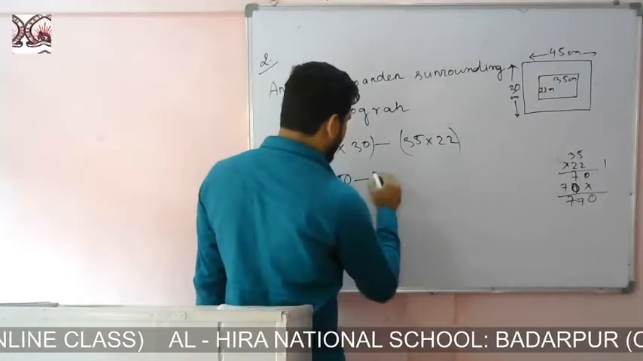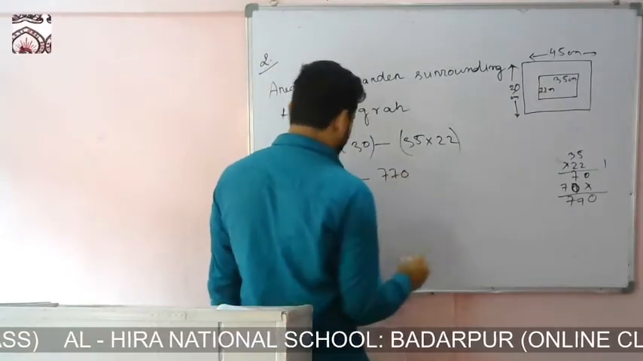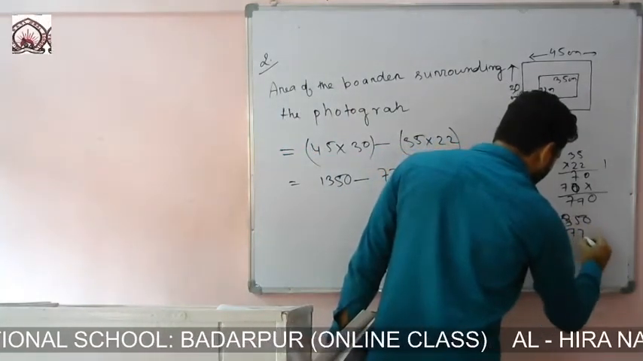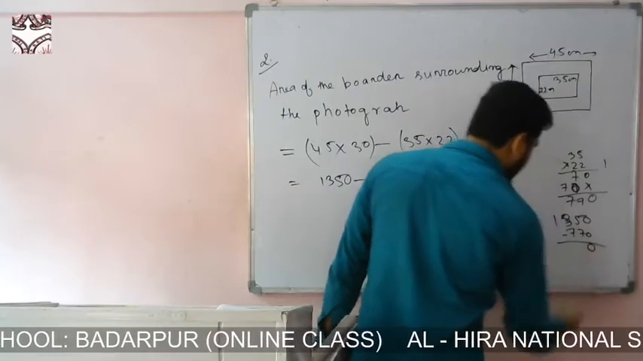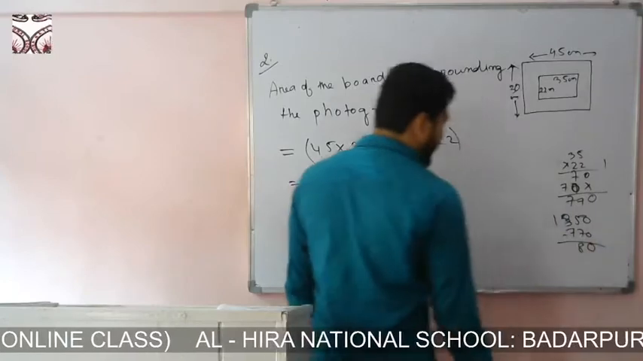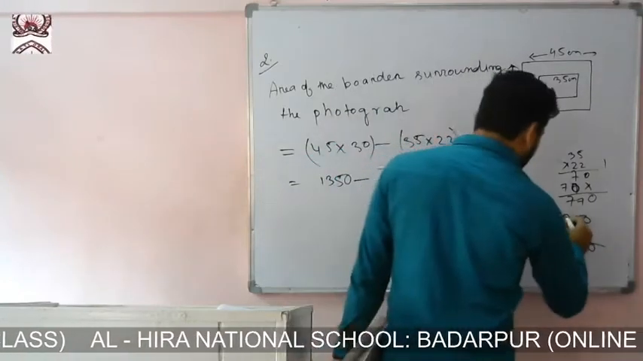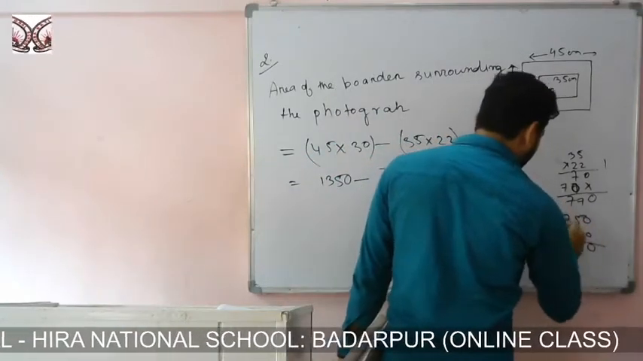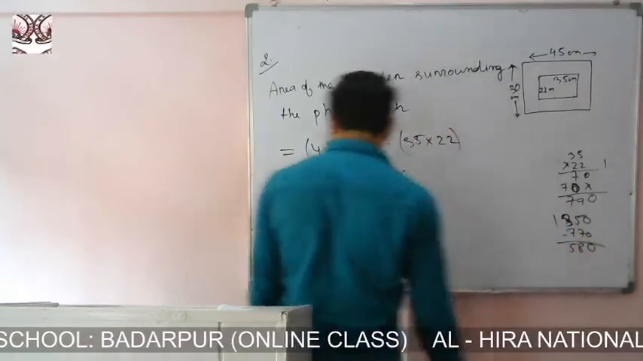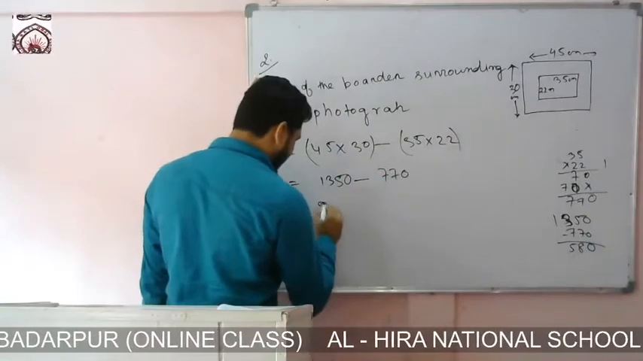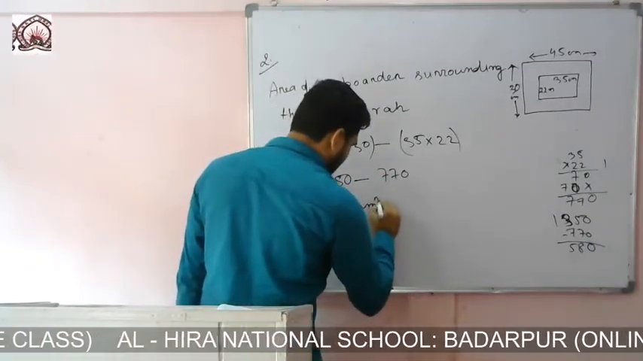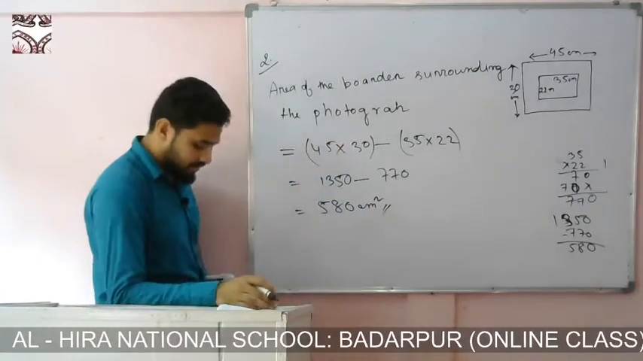So 770. Now subtract: 1350 minus 770. You get the answer. Here 0. Here what? 15 minus 7 is 8. From here I have taken 1, so here remain 12. 12 minus 7 is 5. 580. 580 what? Centimeter square. That is the answer.